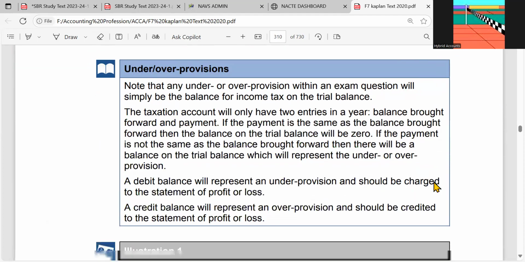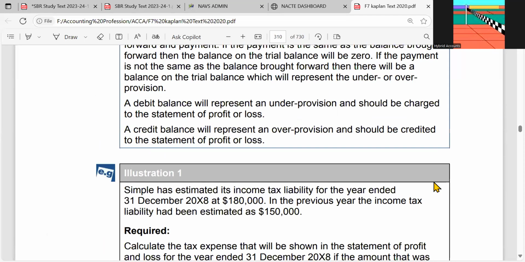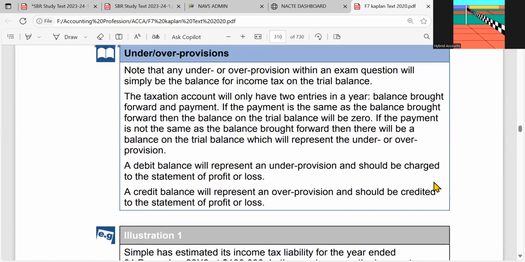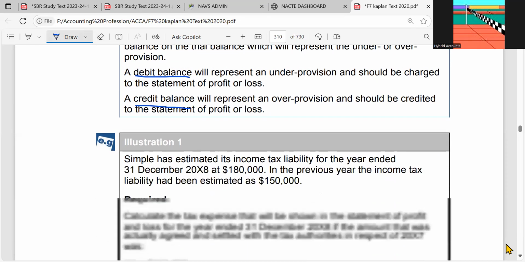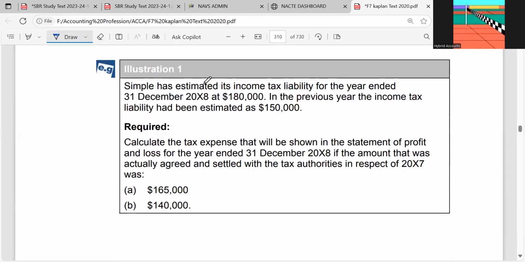Let's look at an example now. I also told you that you would see an under provision on the debit side in the trial balance, and you would have to add it. A debit balance means an expense, while a credit balance for over provisions means income. So that's why it's deducted from the tax expense. Let's look at this example here.